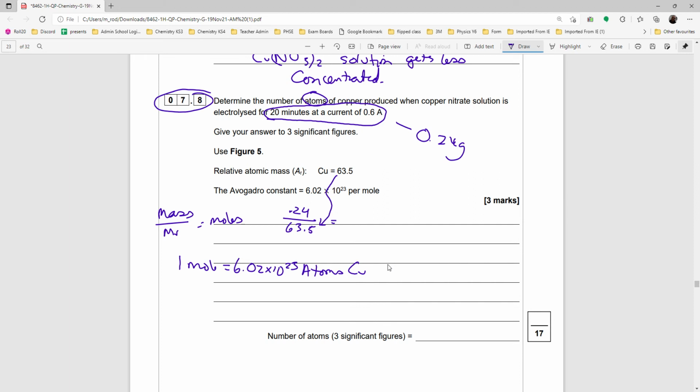Let me get out my calculator. Oh, there we go. That's not a lot of moles. So I then next need to multiply that by Avogadro's constant, or Avogadro's number. And that will give me, and how many figures? 3. I don't want to write down too many, so I'll just go for the 3, which is going to be 2.28 times 10 to the 21st.